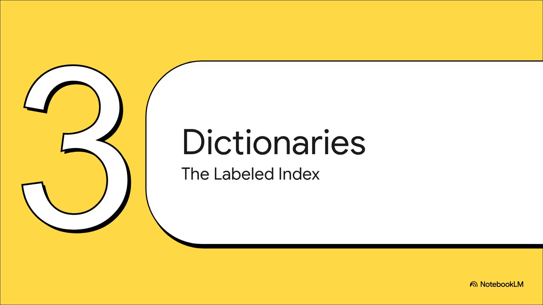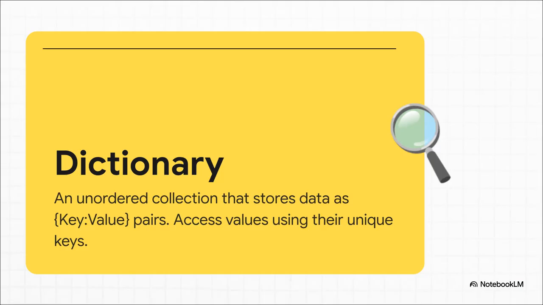All right, so far everything we've looked at, lists and tuples, we find stuff by its position, its numerical index. But what if you don't care about the position? What if you want to look something up using a name or a label, like finding a phone number by searching for a person's name? For that job, we need our third container, the dictionary. A dictionary is totally different. It stores information in pairs, a key and a value. So instead of an index like 0, 1, 2, you make up your own index, a unique key. And you'll spot these by their curly braces.